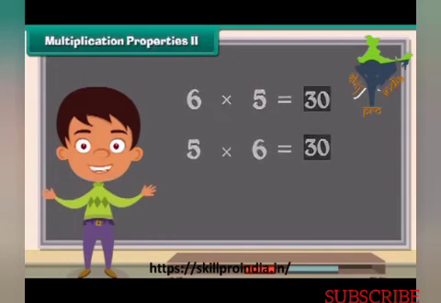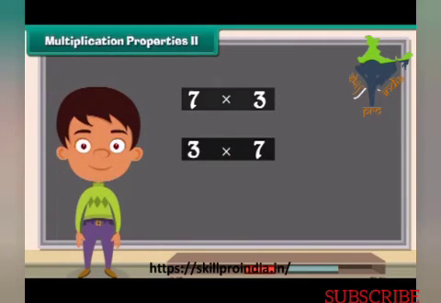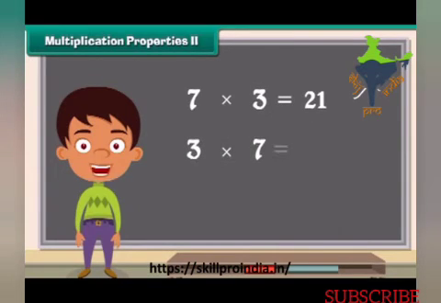Now take two more numbers, 7 and 3. We multiply them again in two ways. We multiply 7 by 3 first and then 3 by 7. 7 into 3 is equal to 21. 3 into 7 is equal to 21. We have seen that the result of multiplication of two numbers remains the same, whatever be the order of the numbers.